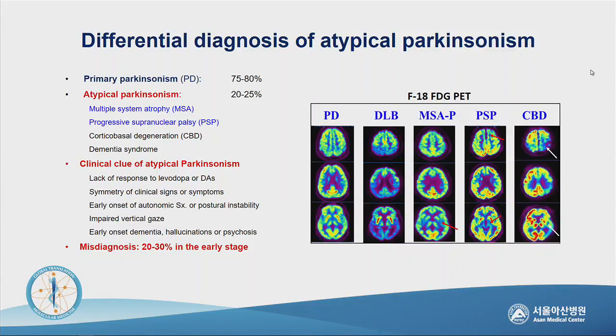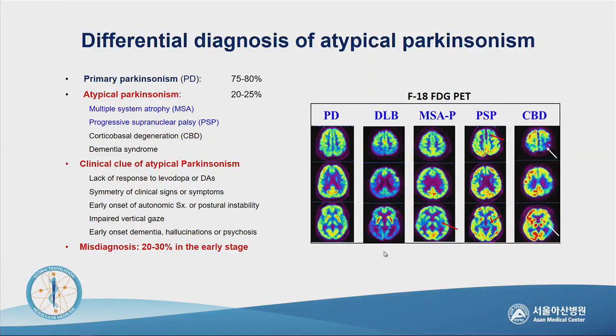As you can see, FDG PET is used for differential diagnosis of atypical Parkinsonism. Usually, Parkinson's disease shows normal-looking or non-specific diffuse cortical hypometabolism. However, MSA patients show typically posterior parietal hypometabolism or cerebellar hypometabolism, and PSP patients show frontal and midbrain hypometabolism.